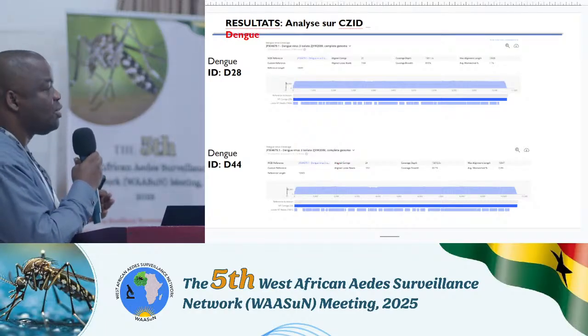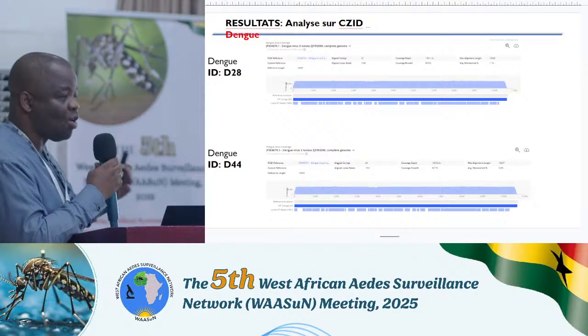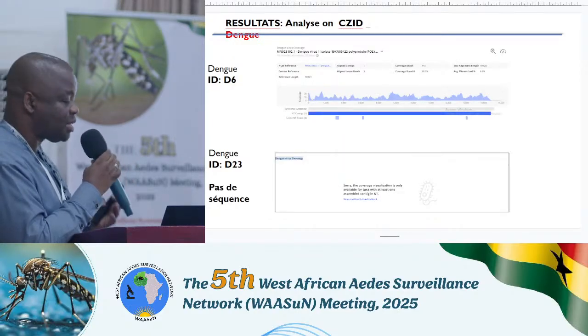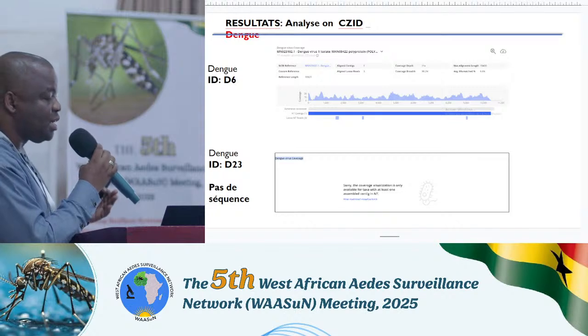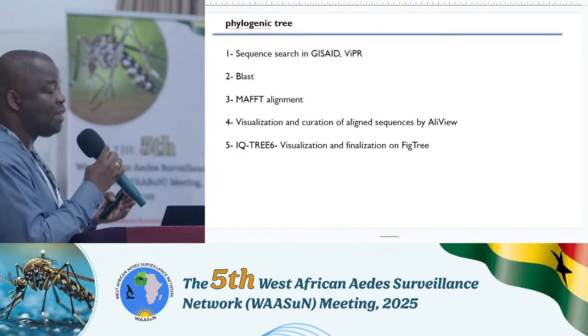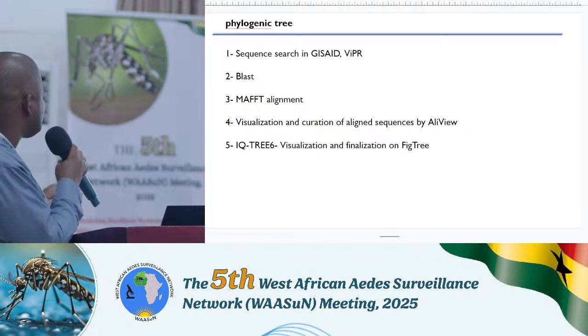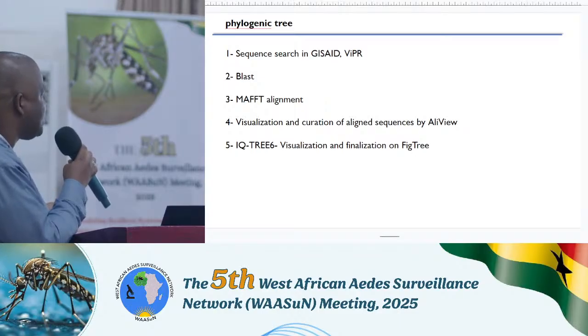Now, we need to build the phylogenetic tree in order to know the source of our dengue. My sample, which is positive for dengue, which serotype is it, and what is the origin? First of all, you take your sequence and search it in GISAID. Then you blast, you do the mapping alignment, you do the visualization, and finally you get your FigTree by using this software.